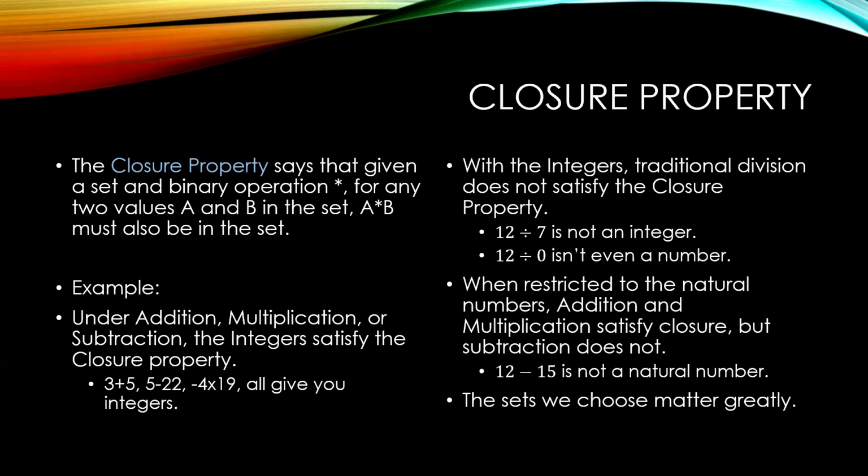Division does not satisfy the closure property, at least not under the integers. 12 divided by 7 is not an integer. 12 divided by 0, that's not even a number. And so when restricted to the natural numbers, addition and multiplication satisfy closure, but subtraction does not. So now if we're just dealing with natural numbers, 12 minus 15 is not a natural number. And so we can see the set that we're choosing, it's going to matter quite a bit.